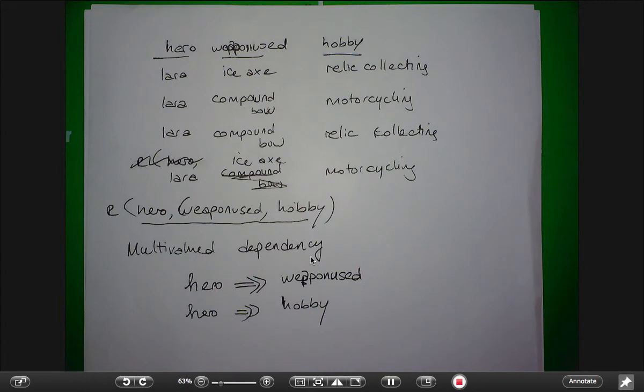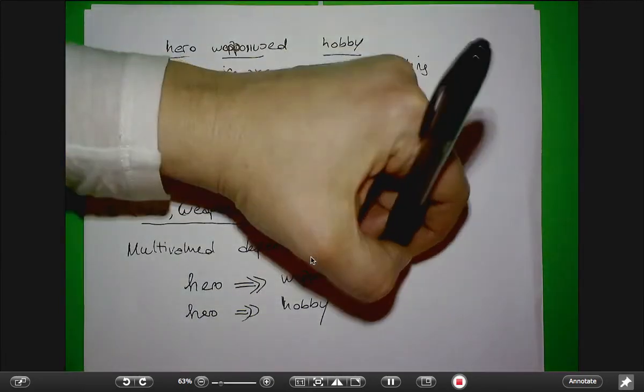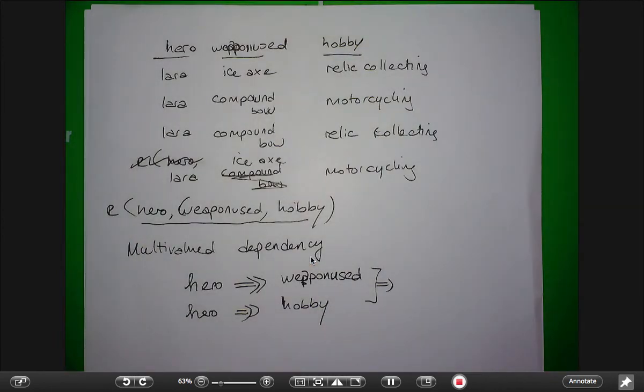So this is not a statement of implication, it is a statement of independence between these two. Hero and weapon used is independent of hero and hobby. They take their multiple values, but the values have nothing to do with each other. And there are actually rules. Any functional dependency can be promoted to a multi-valued dependency. Transitivity holds, but the split rule and combination rule do not hold. You cannot combine these two because that would be a very different thing.